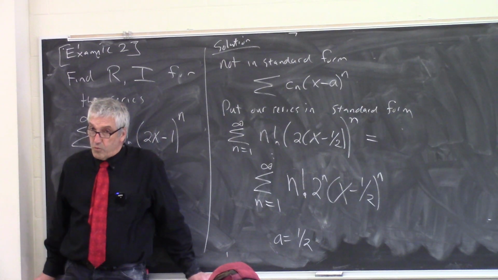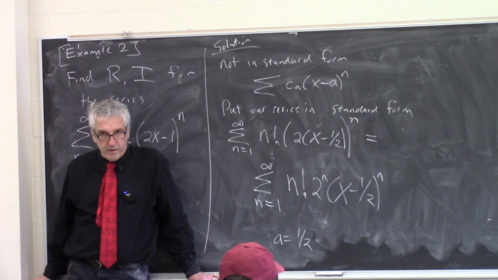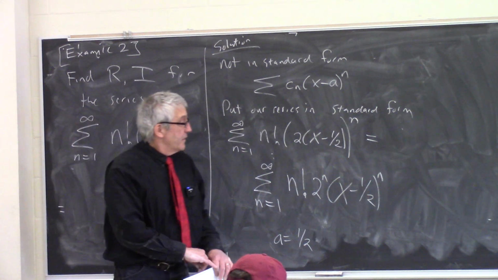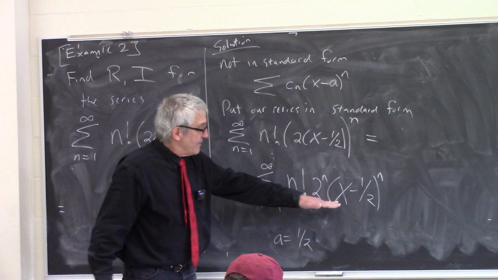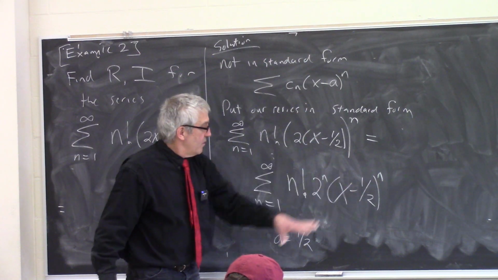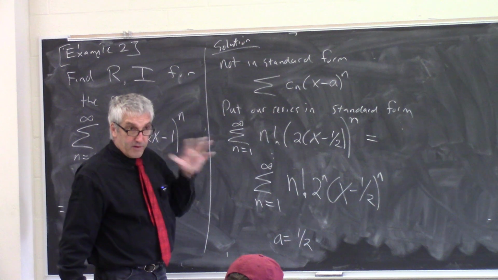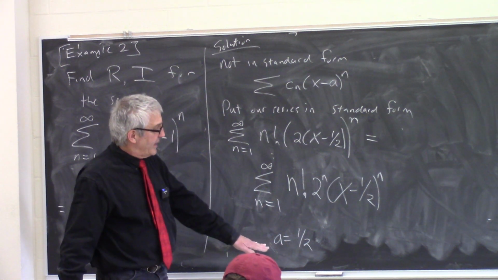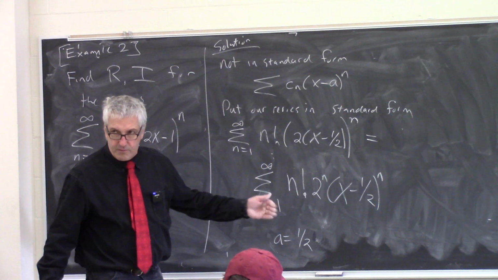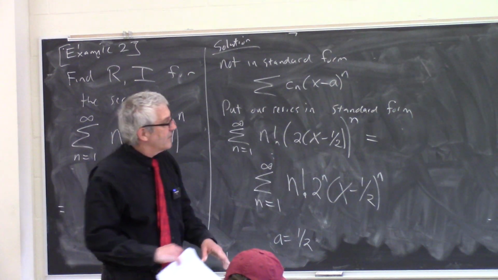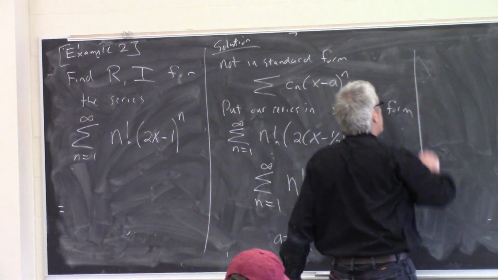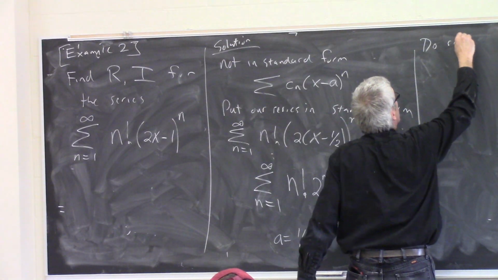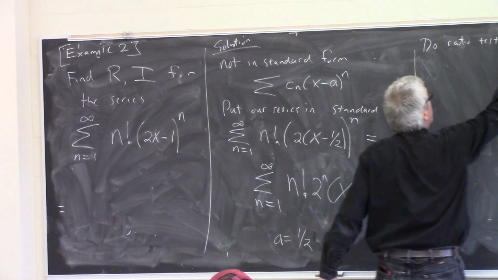So the question is, when does this thing converge? Well, just remember, when x equals a, when x equals 1/2, all these terms become 0 except the very first one. So the series definitely converges when x equals 1/2. So the question about the radius of convergence is, can x wander away from that and still have the series converge? So let's do the limit test, or the ratio test, to find R.